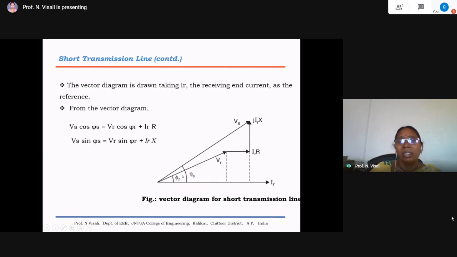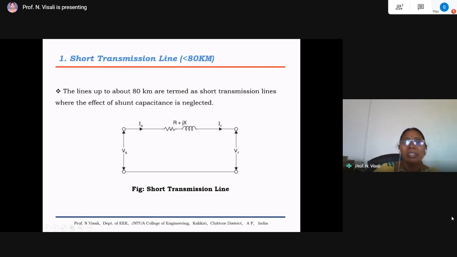Then with VR, IR lags by phi r. The resistance drop is always in phase with the receiving end current, and the reactance drop is exactly perpendicular to the receiving end current. If we join from the zero point to this point, we get the sending end voltage. That equation you can also write directly: Vs is equal to Vr plus the drop across R plus jX.